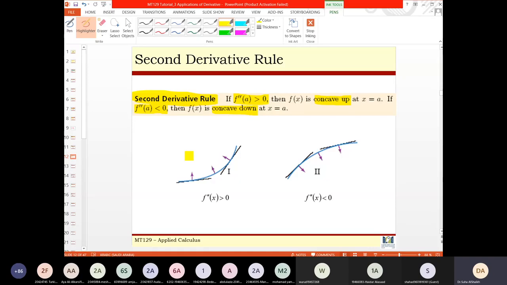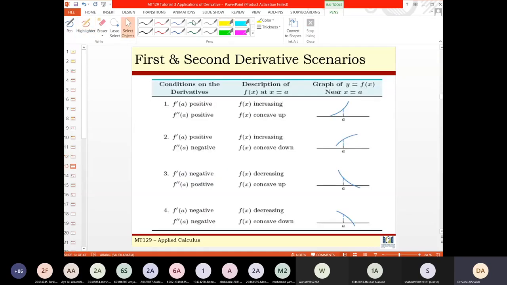And to summarize the things here, they are giving you this great table. إذا كانت f dash positive معناها increasing. إذا ال f double dash positive معناها concave up. So increasing concave up, this is how it looks like.